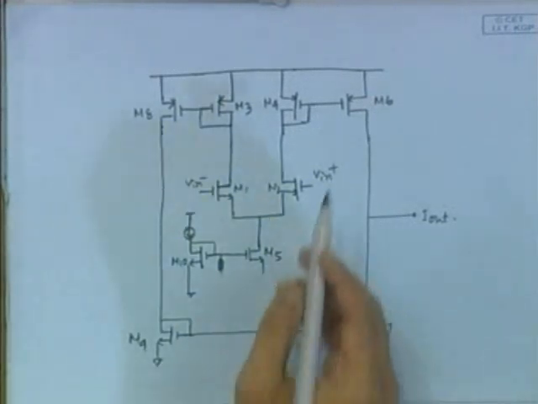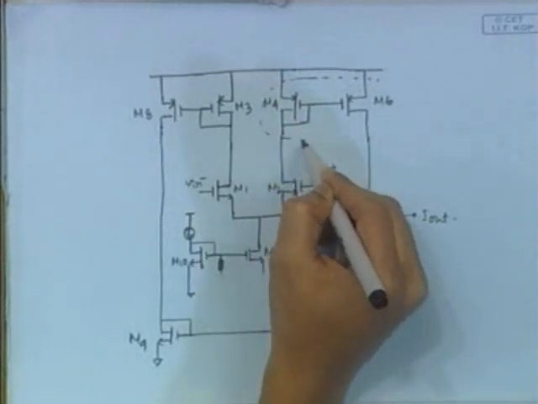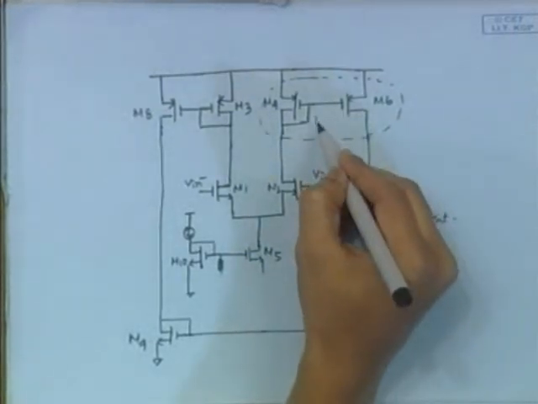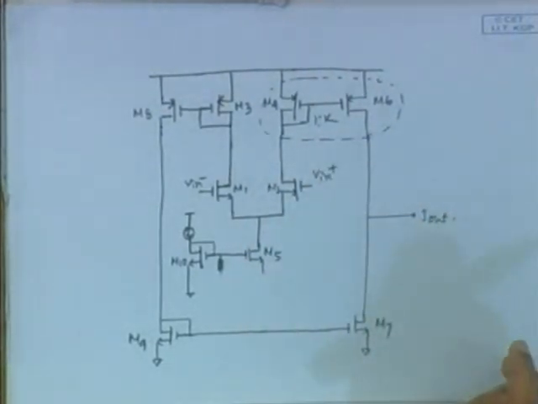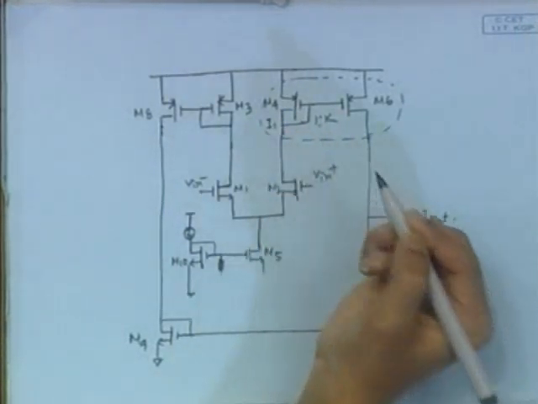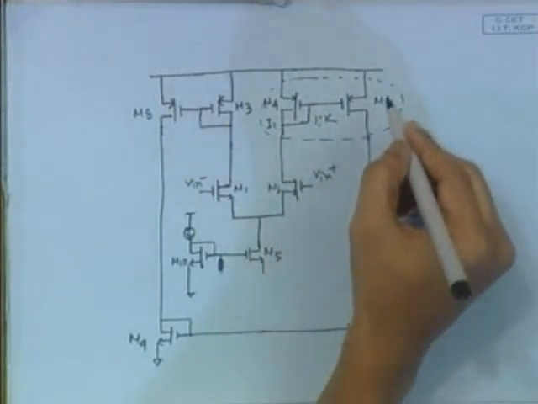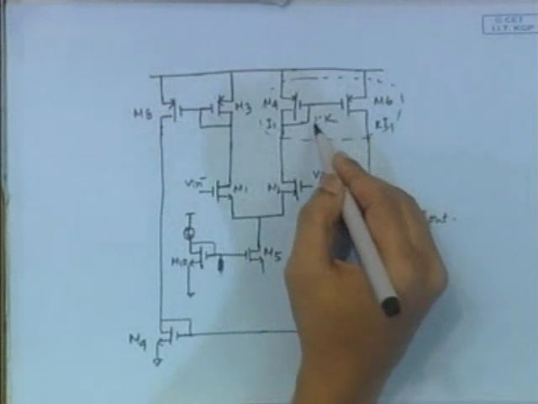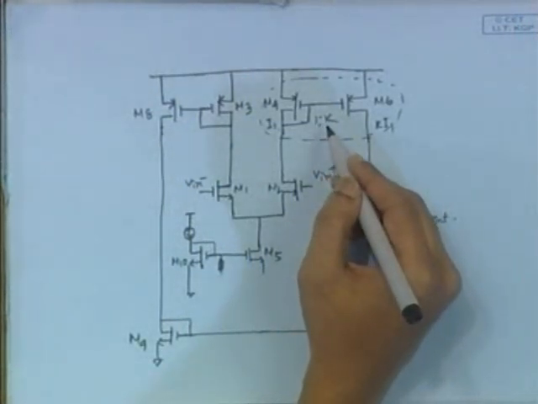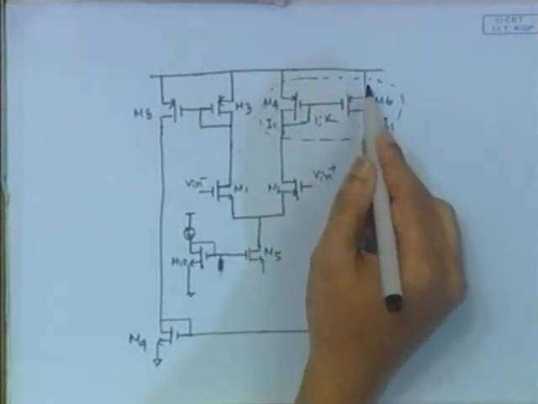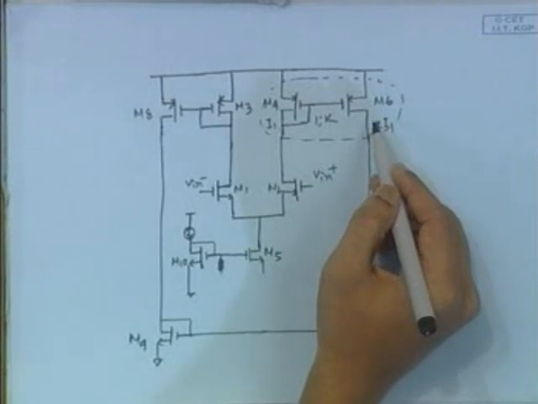See, first see this configuration. This is basically a current mirror configuration, M4 and M6. Say the ratio is 1:k. If I1 flows through this transistor, then K into I1 will flow through this transistor, isn't it? This is a current mirror configuration, and we are taking the ratio as 1:k. I am just giving you an overall idea. If I1 flows through the M4 transistor, then K into I1 will flow through the M6 transistor.